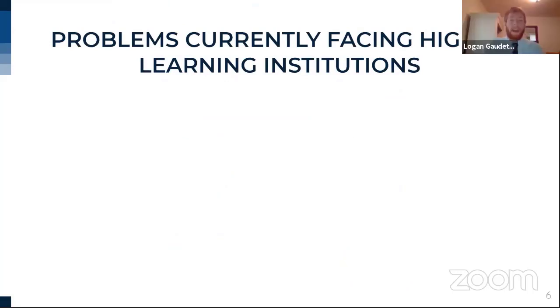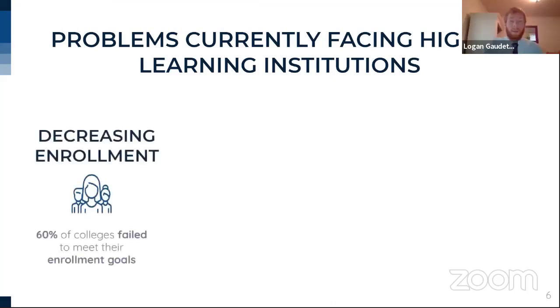In terms of where AI fits into higher education, there are currently several problems facing higher education institutions. The first one is that of decreasing enrollment. A study conducted in 2016 found that nearly 60% of colleges that they interviewed had reported missing their enrollment goal for that year. As fewer students attend universities, universities lose necessary income to remain functional.